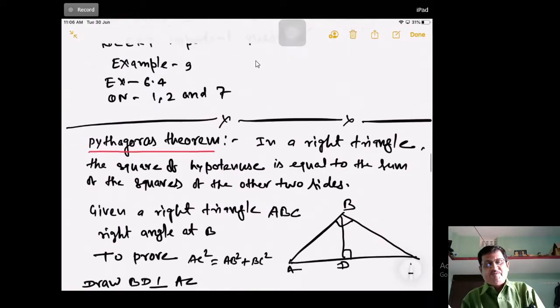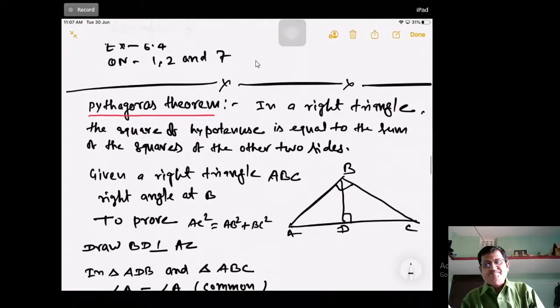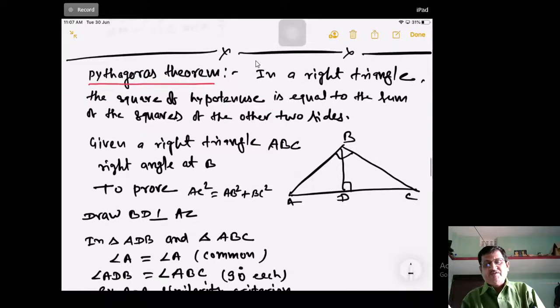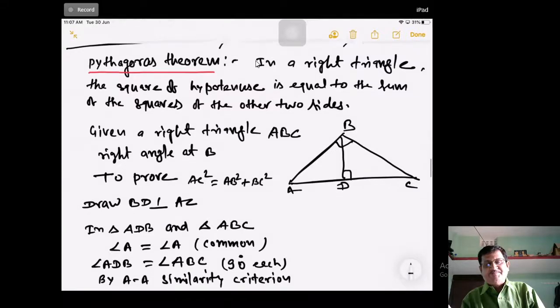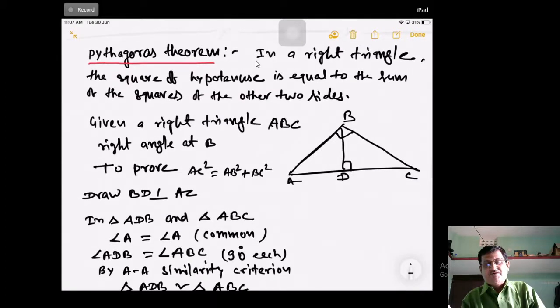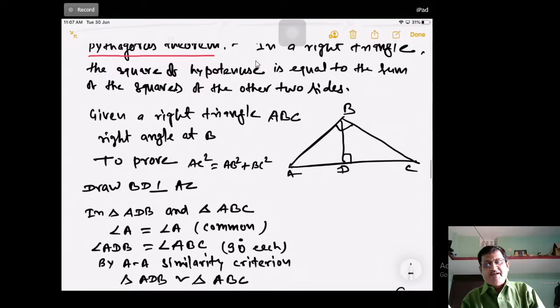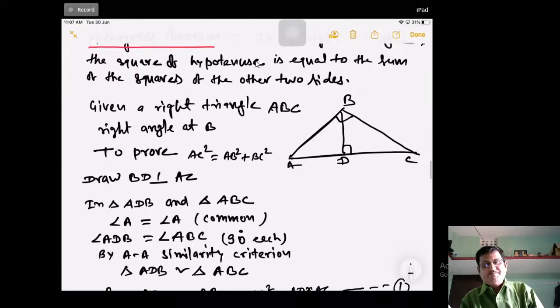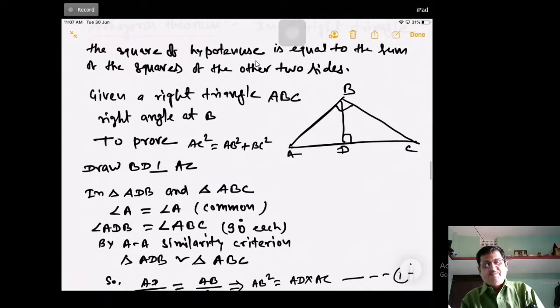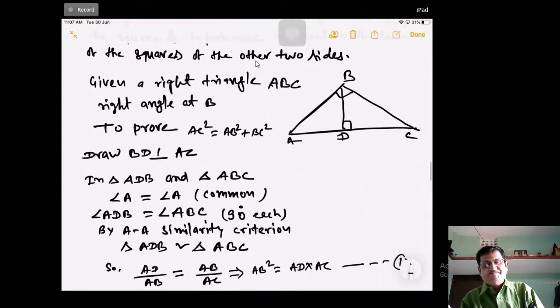Your next theorem is Pythagoras theorem. What is Pythagoras theorem? In a right triangle, the square of the hypotenuse is equal to the sum of the squares of the other two sides. Given a right triangle ABC, right angle at B, to prove AC squared is equal to AB squared plus BC squared. Draw BD perpendicular on AC.